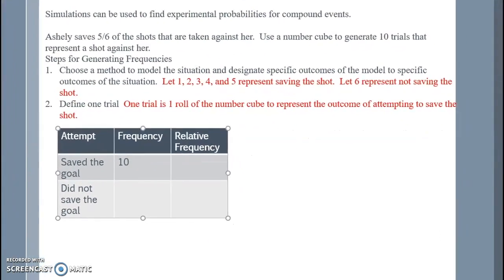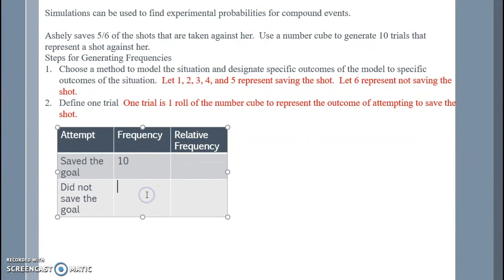Move our screen back in order here. So 0 times she did not save. So the relative frequency would be 10 out of 10 or 100%. Okay. We know the probability should be 5 out of 6 times, and 5 out of 6 is the same as 83%. So this was 100%, but I would still say that this is a good way to do this.